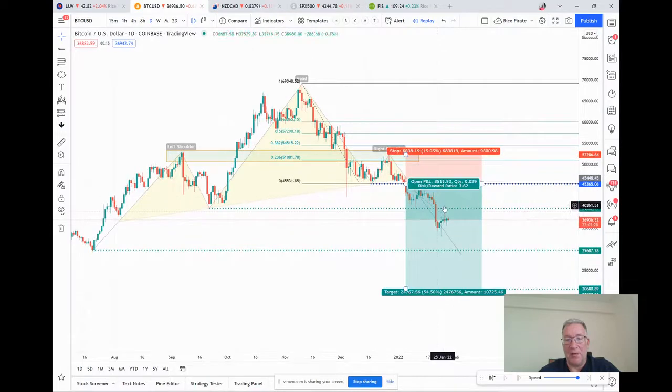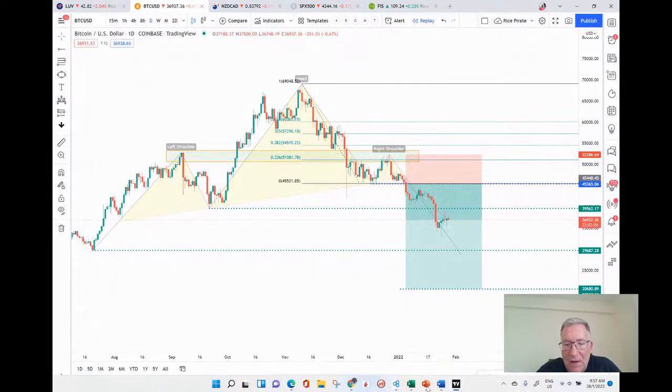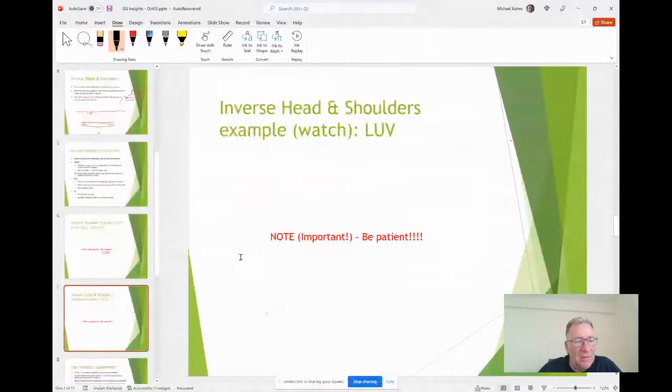So at this point, I would be out of half of my position with my stop moved to here. Okay, and now still looking at going down. So this is how it works. That's how a head and shoulders works. And you also have the opposite of a head and shoulders, which is the inverse head and shoulders. Let me just make sure I don't have that here. Okay, inverse head and shoulders.